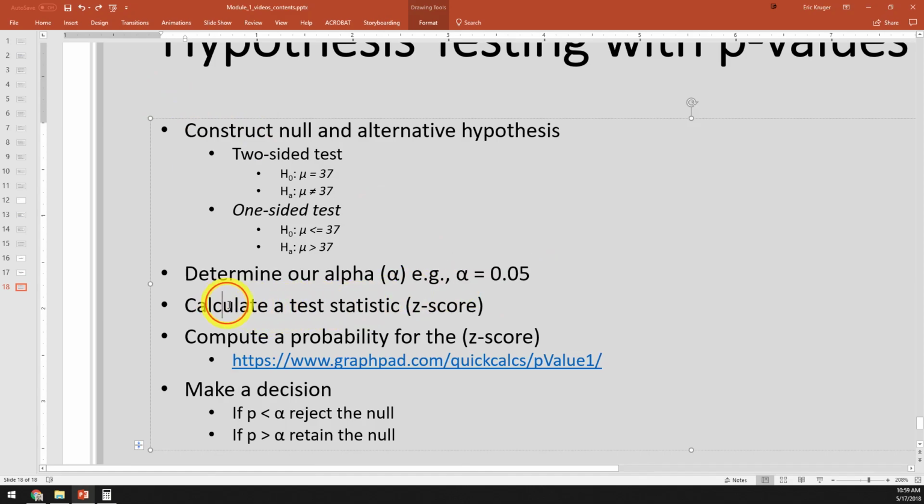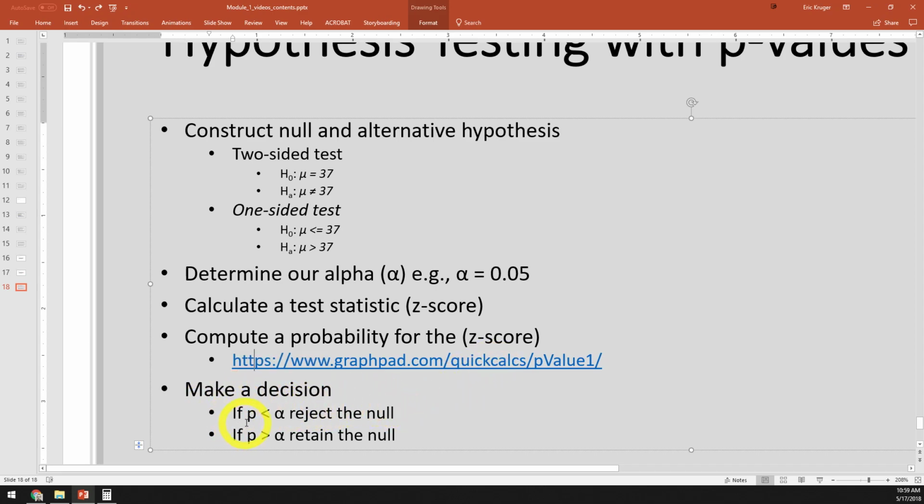Then you're going to want to calculate a test statistic, a z-score, and in the previous module, we showed you how to calculate z-scores. Then what's new is you're going to compute a probability based on the z-score. You're going to use either a table, or more simply, you can use this web calculator here, to calculate that probability.